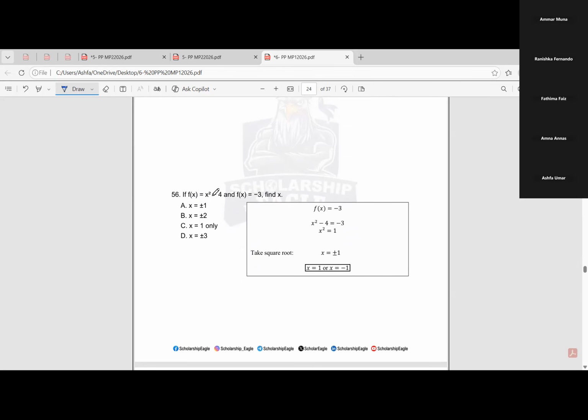You have been given a function, f(x) equals x squared minus 4, and if x equals 3, there are two functions and it asks to find x. Both are f(x), so these two values should be the same. It means this way, and when you solve this, you get this equation. And when you take the square root, you get this.